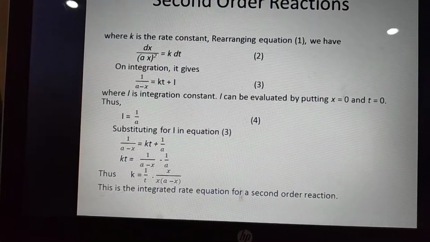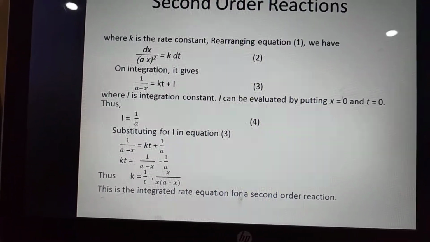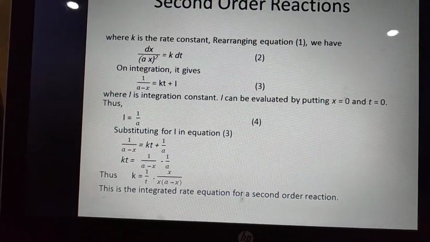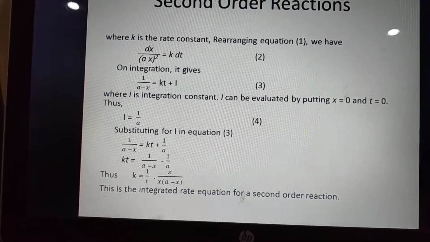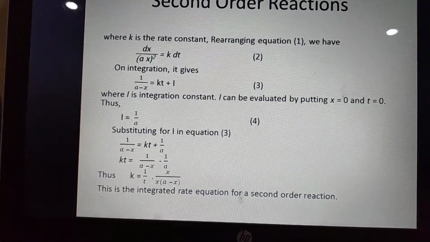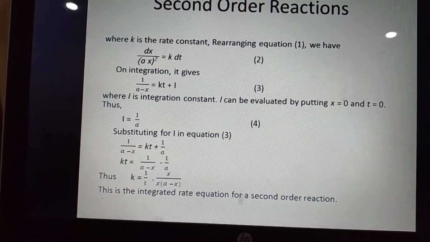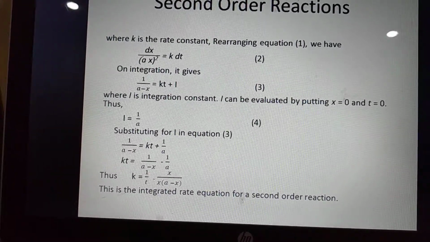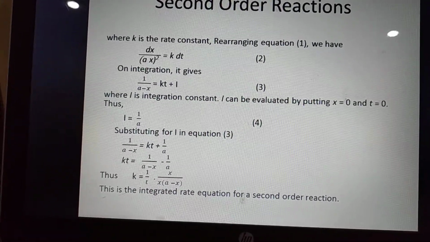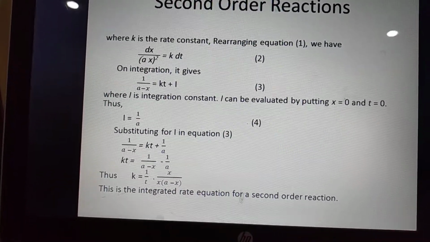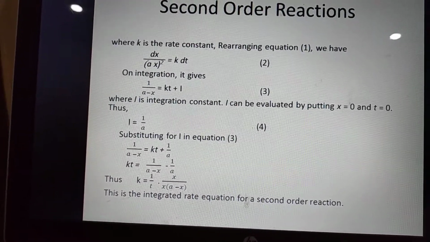This is the fourth equation, and substituting the I value from the fourth equation in the above equation 3, 1 over (A minus x) is equal to kt plus 1 over A. So kt is equal to 1 over (A minus x) minus 1 over A. So thus k is equal to 1 over t into x over A into (A minus x). So this is the integrated rate equation for the second order reaction.